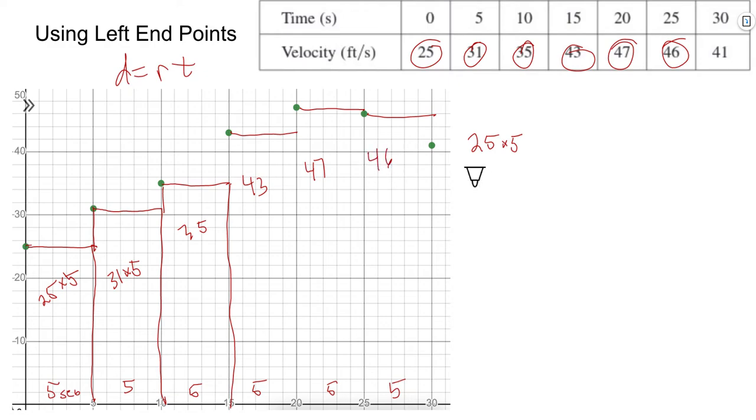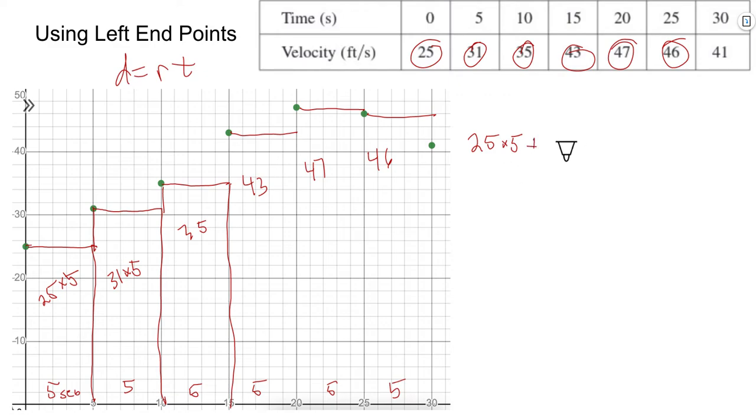Actually, your problem is going to be very similar to this. You might have to convert the table. I didn't look real closely to see if they gave it to you in feet per second or in miles per hour. You might have to convert it first, but you'll basically do this same thing.